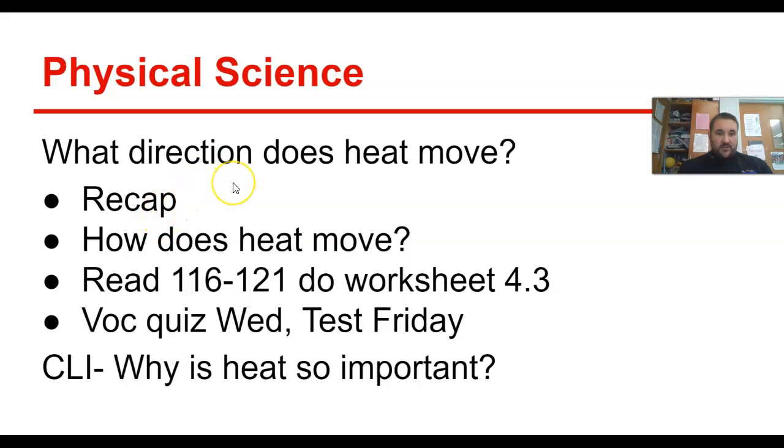Your warm-up question: what direction does heat move? Heat moves from the hotter object, or the warmer object, or the one with more thermal energy, to the one with less thermal energy, because those particles are moving less. So, hot to cold.